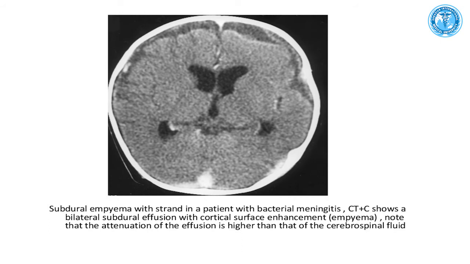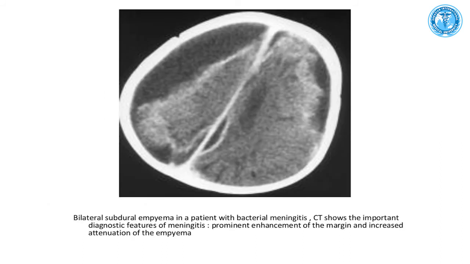Subdural effusion with empyema in a patient with bacterial meningitis shows a bilateral subdural effusion with cortical surface enhancement, that is empyema. Note that the attenuation of the effusion is higher than that of the cerebrospinal fluid. You see here bilateral subdural empyema in a patient with bacterial meningitis. CT shows the important diagnostic features of meningitis: prominent enhancement of the margin and increased attenuation of the empyema.